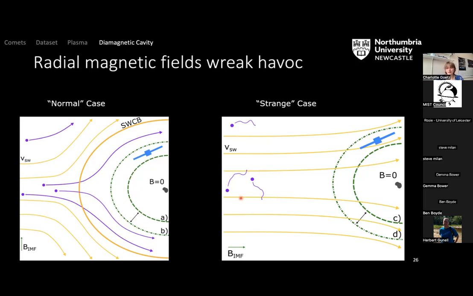In the parallel field case, there's no deflection, so the solar wind can just go in, and we also do not see any acceleration of the cometary ions, except for a bit through wave-particle interaction.